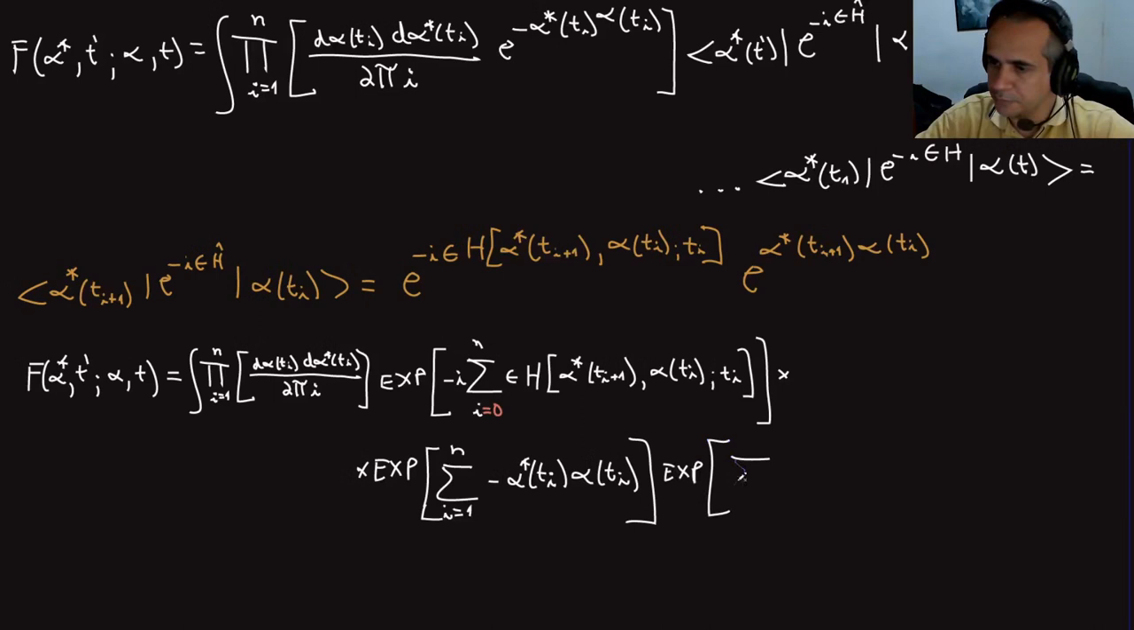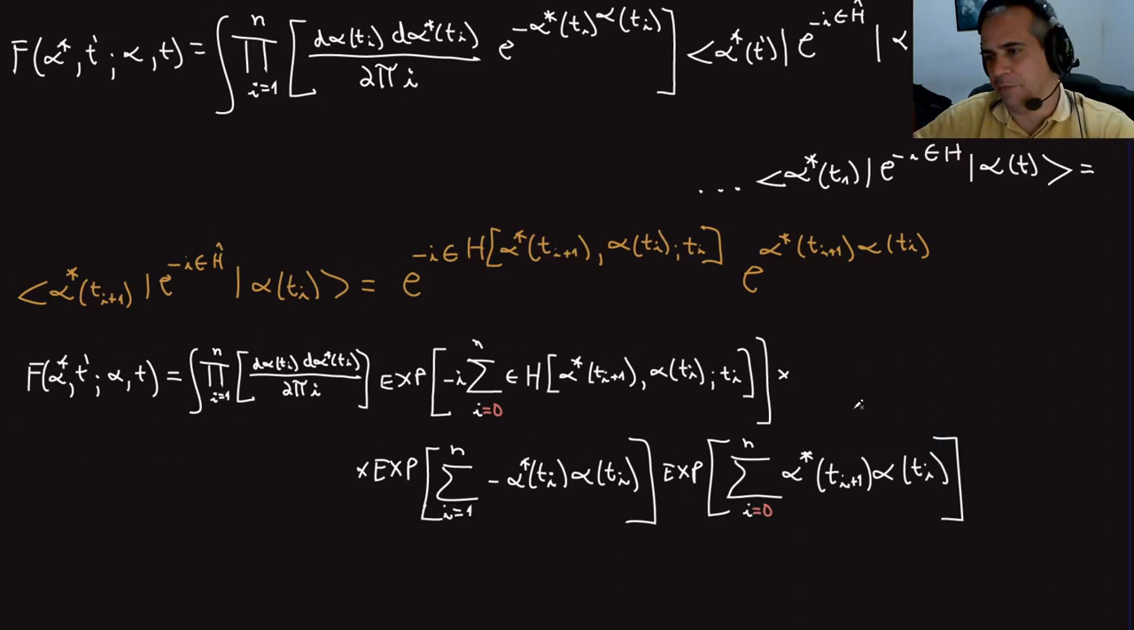Now the sum is just like this one, because again, there was one more bracket, and these are alpha star t_{i+1} alpha t_i. They're also different times, while here it is the same. So this is the expression for my f, which is getting quite big, right?